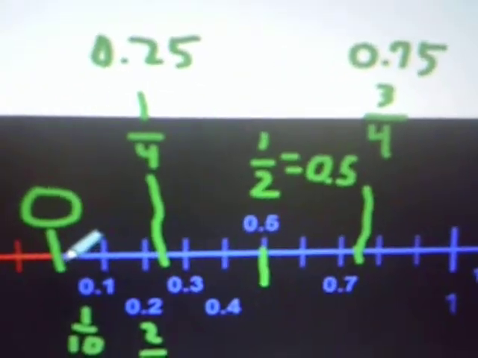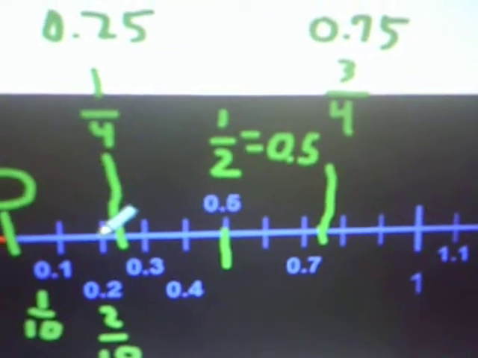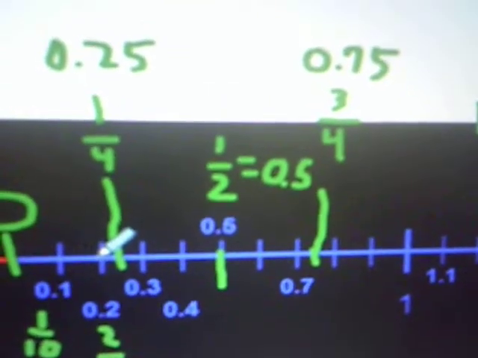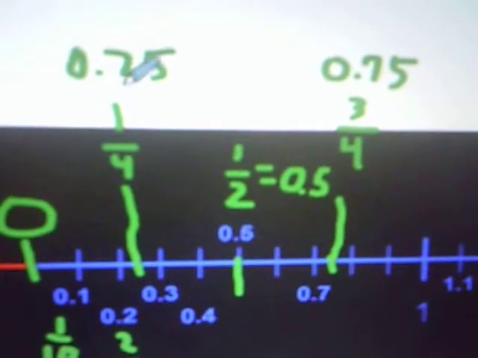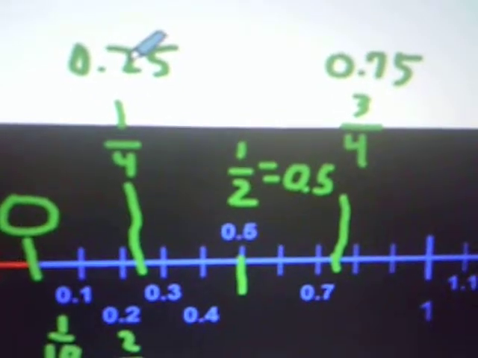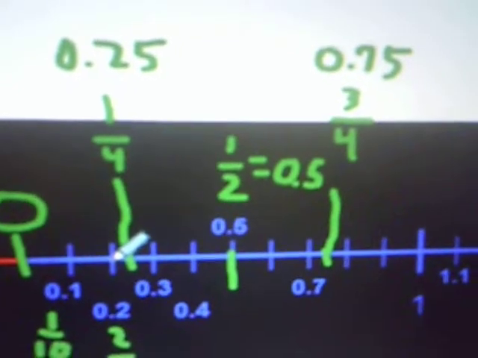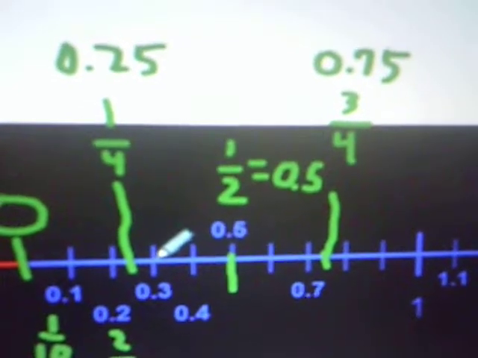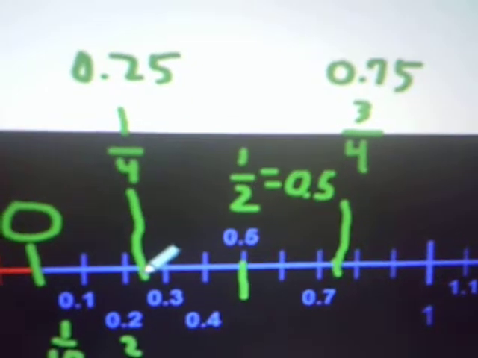We're looking for 0 and 2/10, and then a little more than that, 5/100. So here we have 0.1, 1/10, 0.2, 0 and 2/10. Now 0.3 would be a little too high. We're looking for 0.2 with 5/100. So between 0.2 and 0.3, the 1/4 or 0.25 will fall right in between there.